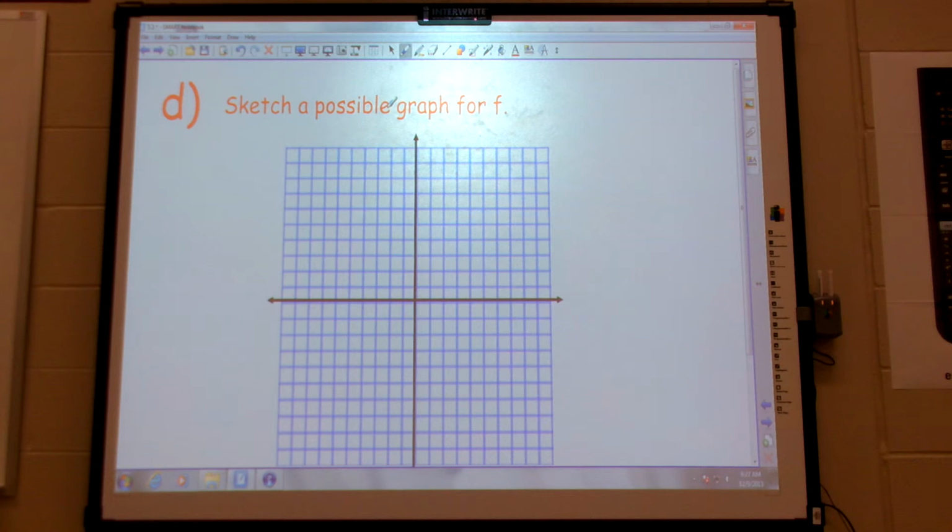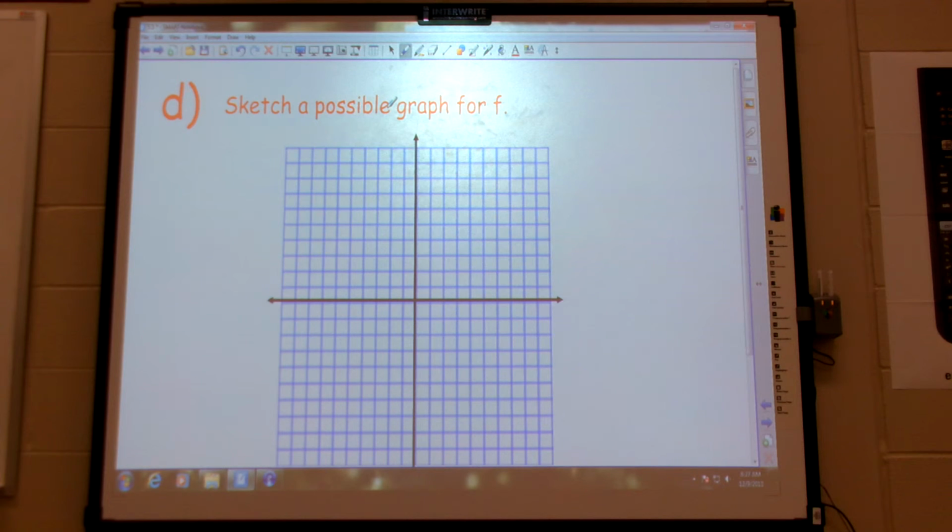Now we can't be too specific. It says sketch a possible graph. Because we know that going backwards there are infinitely many answers because of that plus constant, right? Remember, adding a number shifts your y-intercept up and down. So I could have a graph really low, I could have a graph really high or in the center, and they'd all still be right. So let's first get one thing down.